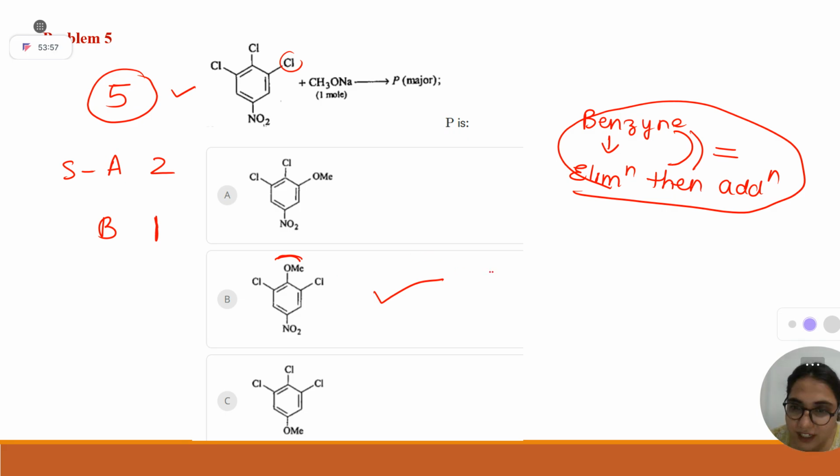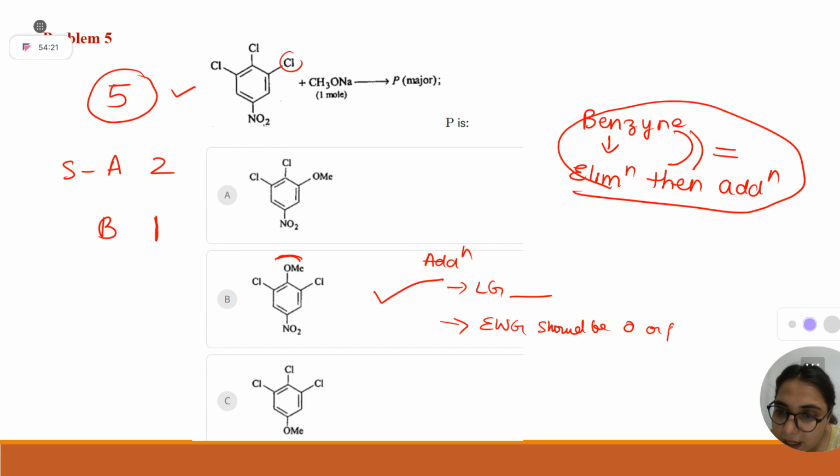Because if we look at the mechanism, the negative charge is at the ortho and para position. So for addition then elimination, one condition is the leaving group should be good. That is the same condition in both. But the other condition is what? Your electron withdrawing group should be ortho or para to the leaving group. Understood? Yes, ma'am. So Adarsh, you were telling. Adarsh got 5 points. Very good.